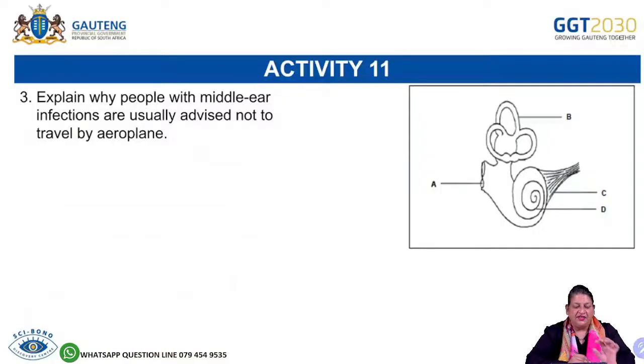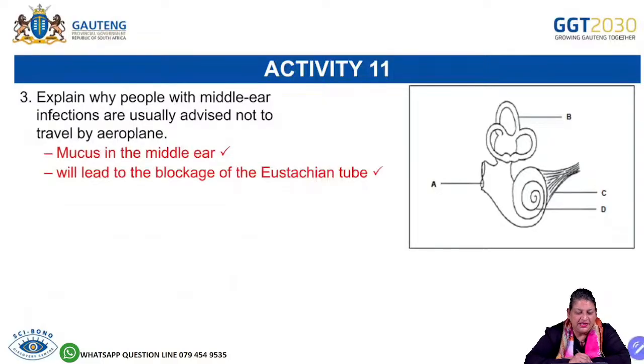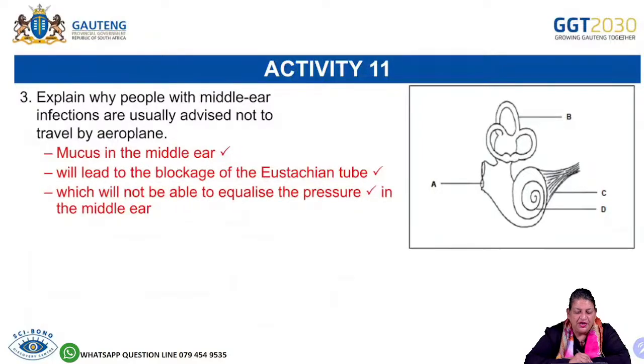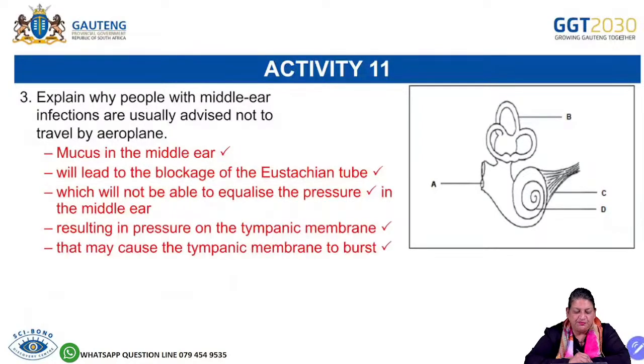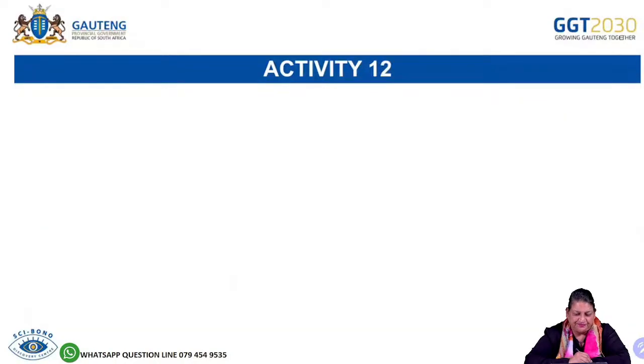Obviously, if there's a middle ear infection, it's going to cause pressure on the tympanic membrane, and the higher you move into the air, the higher the air pressure is going to be. So there's going to be high pressure on both sides of the eardrum, which can cause it to burst. Mucus in the middle ear leads to blockage of the eustachian tube, so it is not able to equalize pressure in the middle ear. Pressure will be on the tympanic membrane and it can cause it to burst, leading to hearing loss.